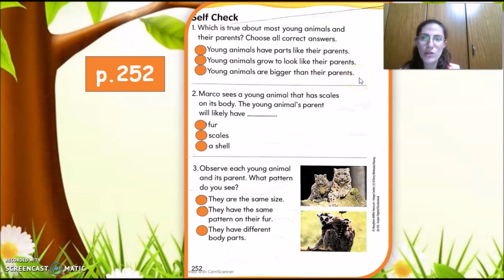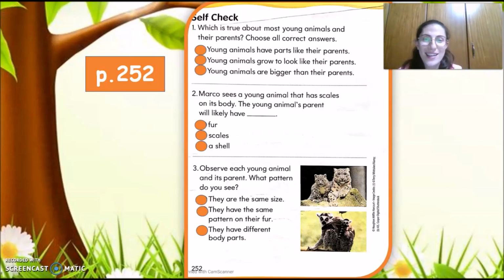So I'm going to read it one more time. Listen up carefully. Which is true about most young animals and their parents? Choose all correct answers. A. Young animals have parts like their parents. B. Young animals grow to look like their parents. C. Young animals are bigger than their parents.